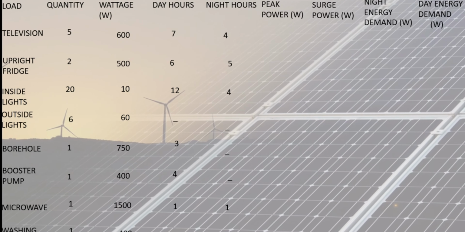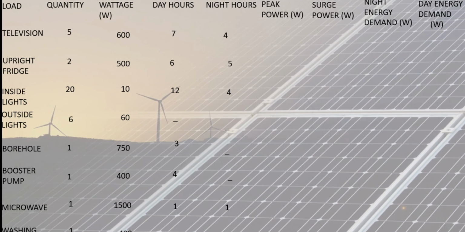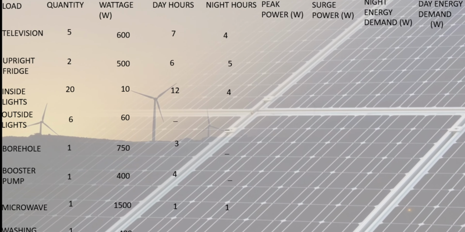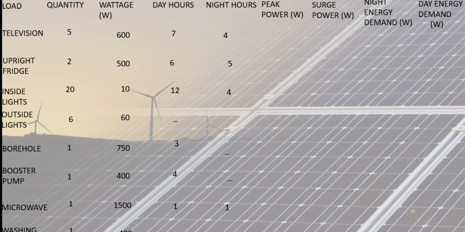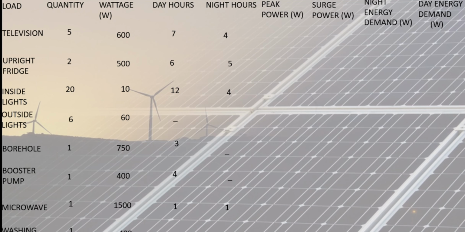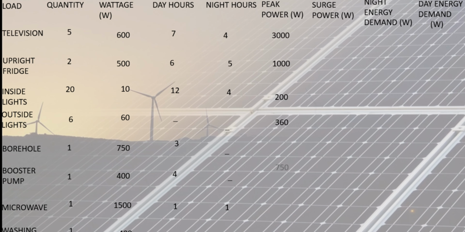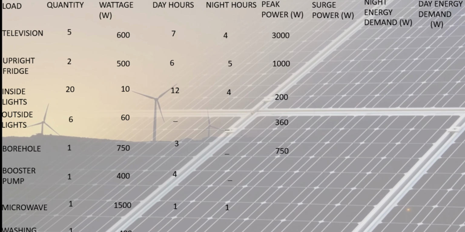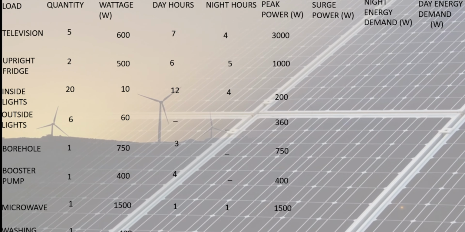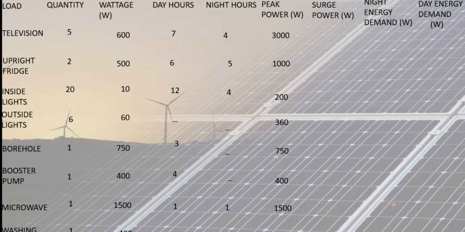So to calculate the peak power, as we said earlier, you can say quantity multiplied by wattage. 5 multiplied by 600, we get 3000. 2 multiplied by 500, we get 1000. 20 multiplied by 10, we get 200. 6 multiplied by 60, we get 360. 1 multiplied by 750, we get 750. 1 multiplied by 400, we get 400. 1 multiplied by 1500, we get 1500, and 400.